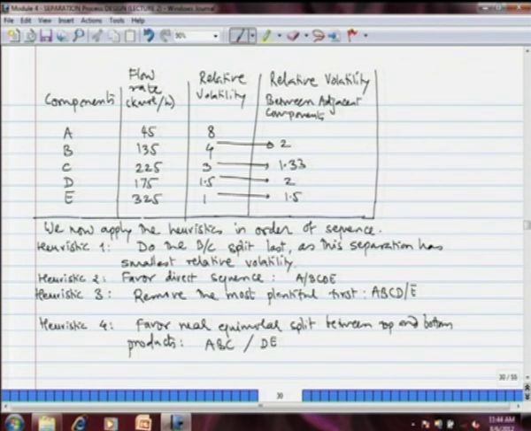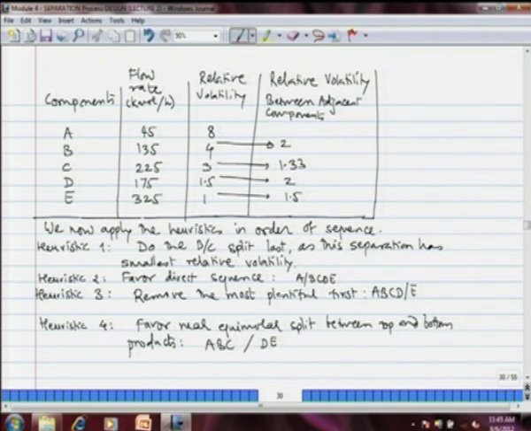Then heuristic 2 says favor direct sequence. So, remove A from the 4 components, A being the lightest component. So, that should be removed first. So, the sequence A, B, C, D, E should be favored. Then heuristic 3 says remove the most plentiful component, the one with the highest molar flow rate, first. So, that component is E. So, heuristic 3 recommends the split A, B, C, D from E first, and heuristic 4, which states favor near equimolar splits between top and bottom, will recommend A, B, C being separated from D as the first column separation.